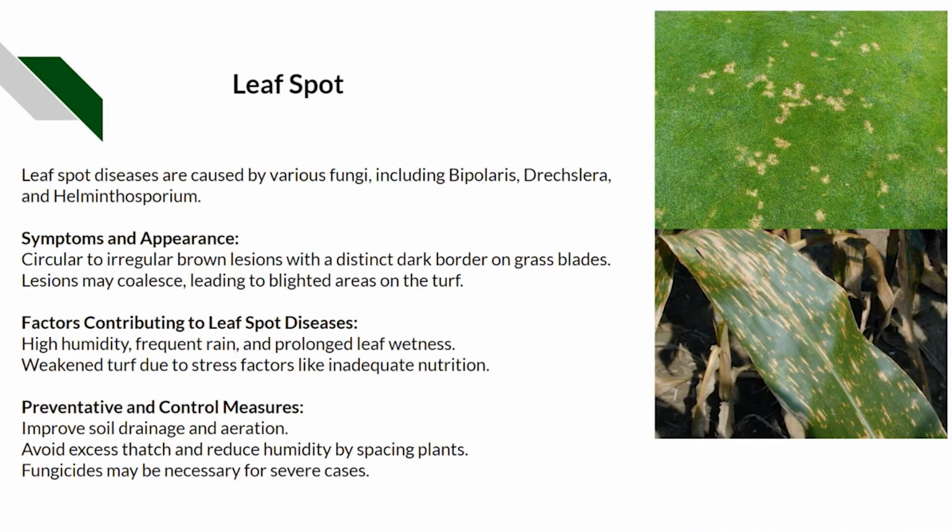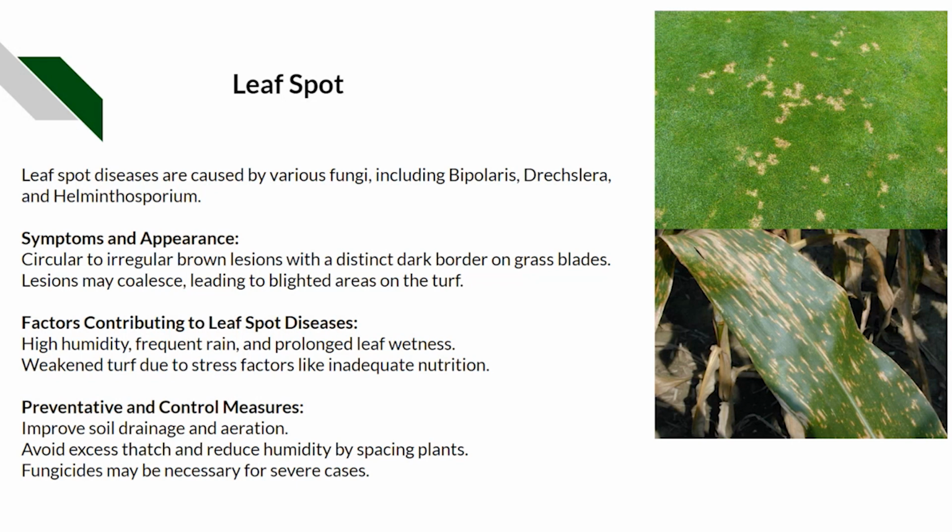Leaf spot. These diseases are caused by various fungi. The symptoms and appearance: they can be circular to irregular brown lesions with a distinctive dark border on the grass blades. The lesions may join and lead to blighted areas on the turf. Factors contributing to leaf spot diseases: high humidity, frequent rain, and prolonged leaf wetness.